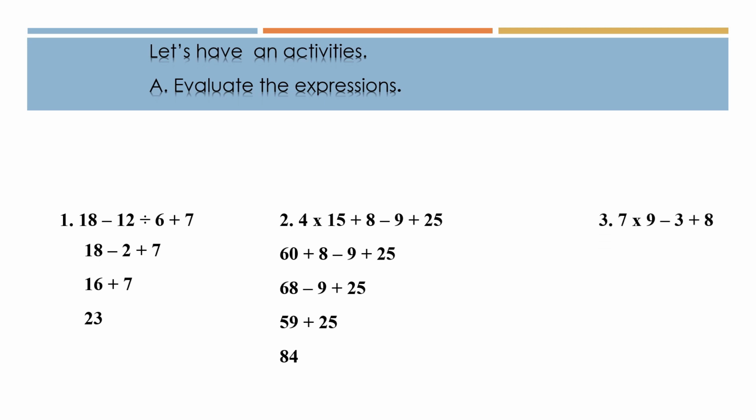Now let's proceed to number 3. 7 times 9 minus 3 plus 8. 7 times 9 equals 63 minus 3 plus 8. 63 minus 3 equals 60 plus 8. The answer is 68.